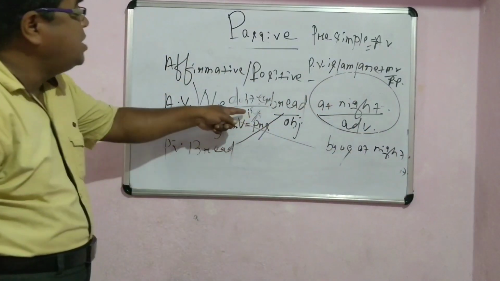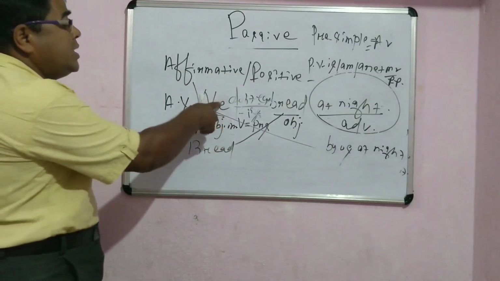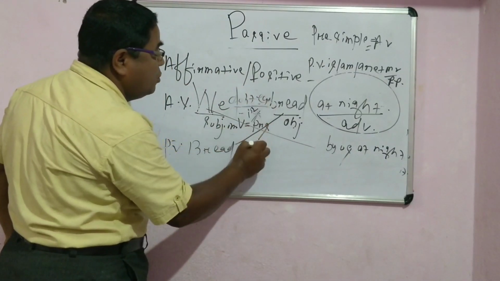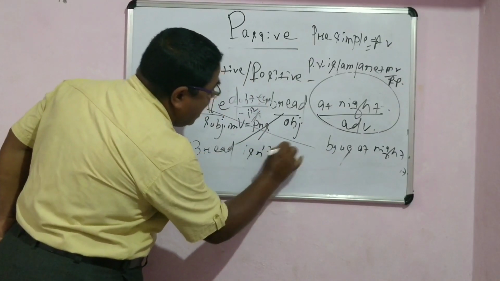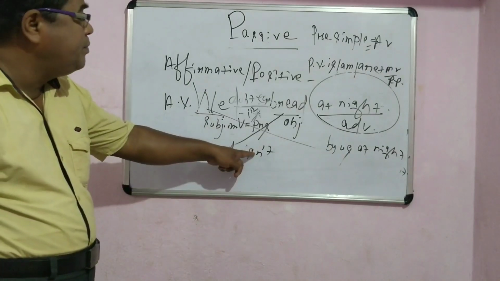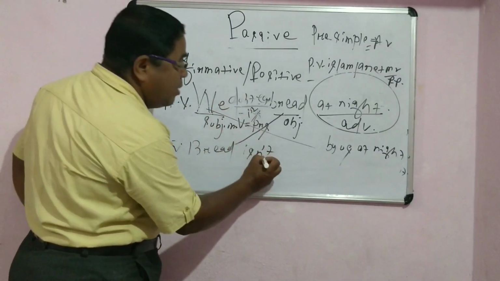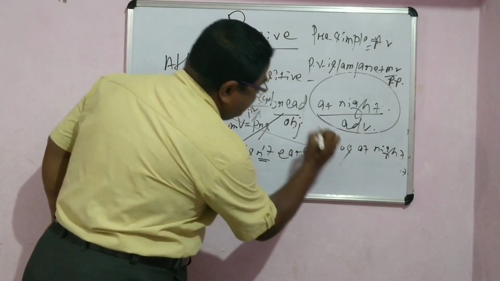Only you have to change this present simple into the passive in the negative. Do not eat in the negative. Now if you change this negative present simple into passive, you can use is not. Only you have to add not to make the sentence negative. Same formula is applied. That means bread is not eaten by us at night.